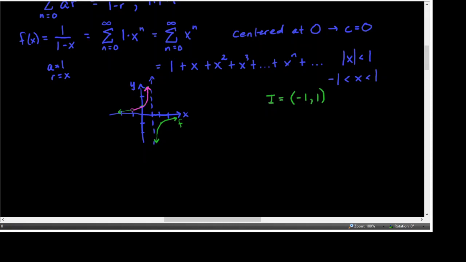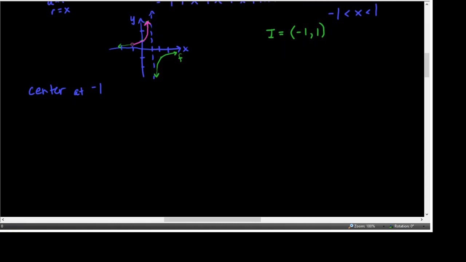Let's say we wanted it to be centered, instead of at 0, put the center at -1 instead. So we're going to take the expression of our function 1 over 1 minus x and rewrite it so that it's centered at -1 this time. Now if it's centered at -1, we're expecting to see x minus c. So x minus -1 is the same thing as x plus 1. We need to see that in our re-expression of 1 over 1 minus x.